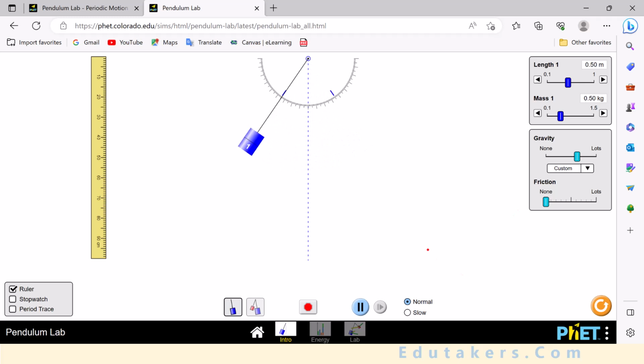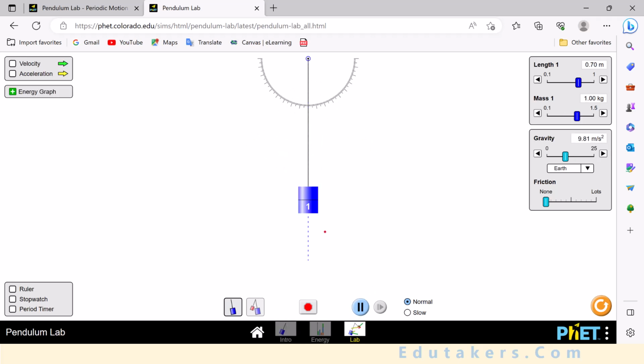So in this case, you can see the effect of changing length, mass and gravity on the time period of the simple pendulum. Here we see the direction of the velocity and acceleration. The direction of the velocity is shown by the green arrow, while the acceleration is shown with the yellow arrow.